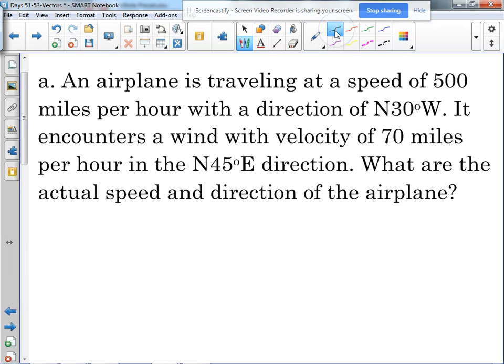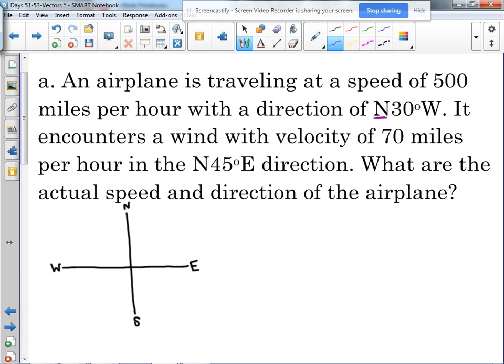So let's draw ourselves a picture. Let's just start with a regular coordinate plane. We've got north, south, east, and west. All right, the airplane is traveling at north 30 degrees west.